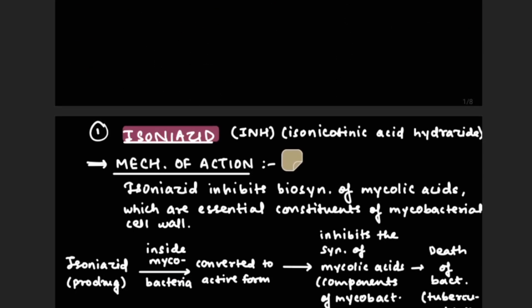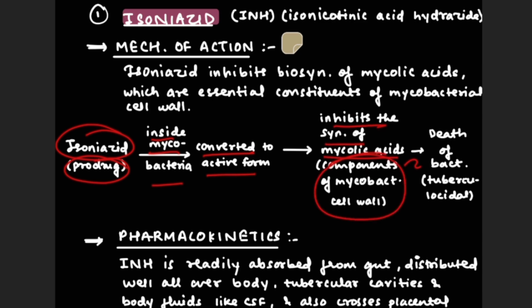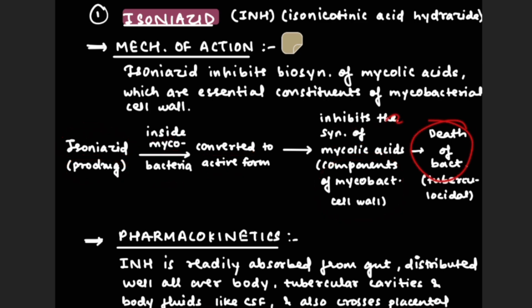Now we are going to see about isoniazid. So it is also known as INH, that is isonicotinic acid hydrazide. So the mechanism of action of isoniazid is it will inhibit the biosynthesis of mycolic acid, which is essential for the mycobacterial cell wall. Basically, isoniazid will act as a prodrug and it will inhibit the mycobacteria by converting to the active form, and then it inhibits the synthesis of mycolic acid, which is a component of the mycobacterial cell wall, and the death of bacteria will occur.